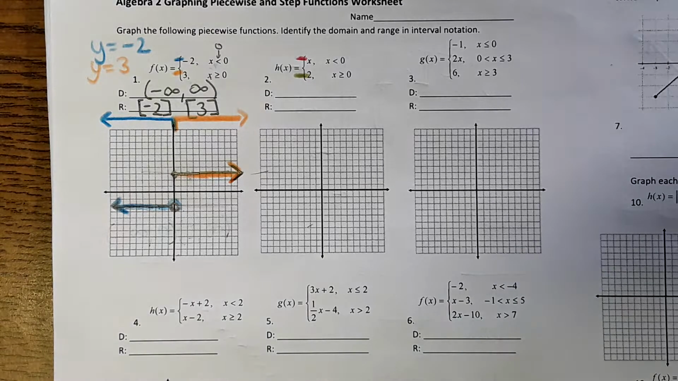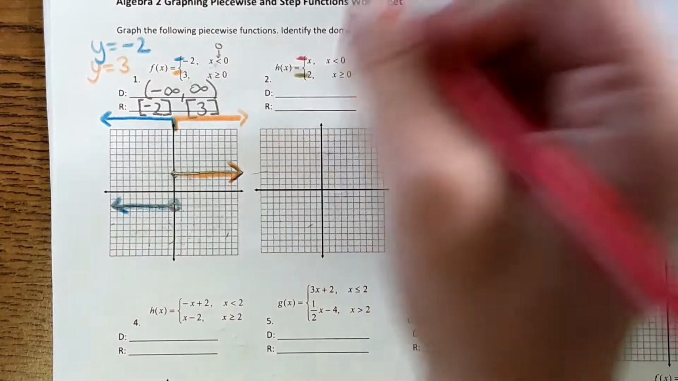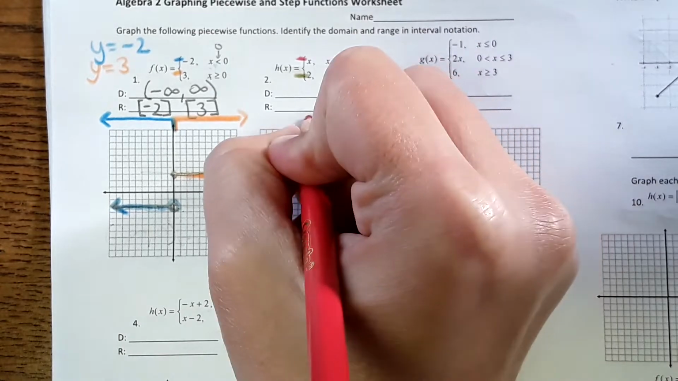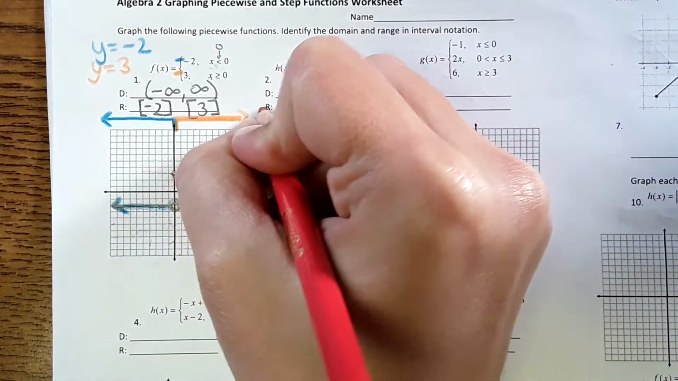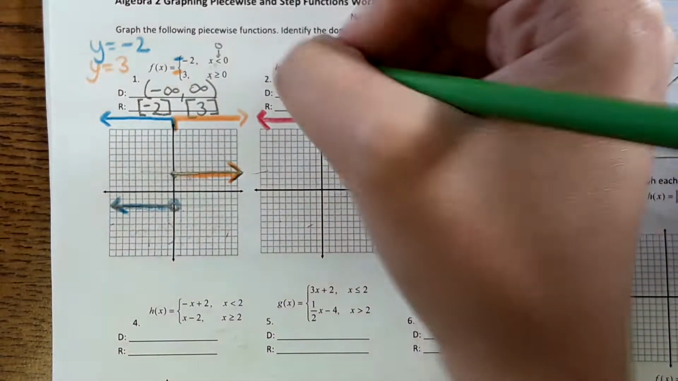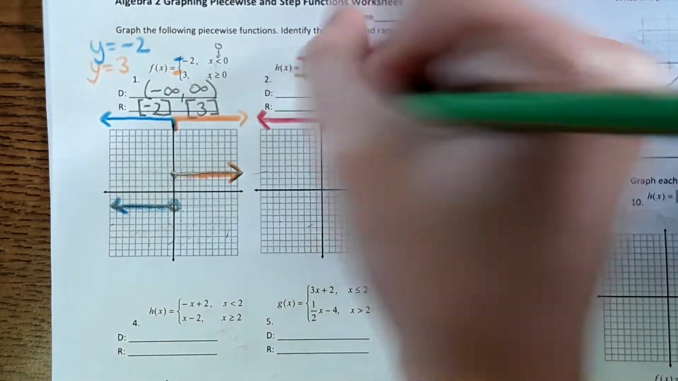Okay. X is less than 0 for the red. Can you guys not talk? Thank you, appreciate it. X is less than 0. And then for green, X is greater than or equal to 0, so it's all the values this way.